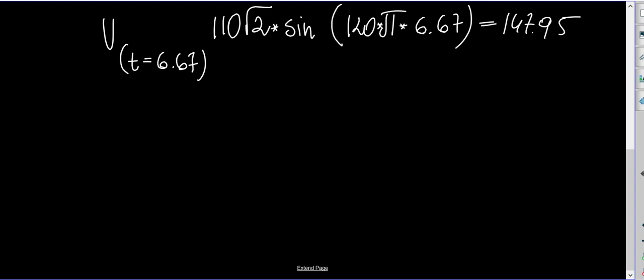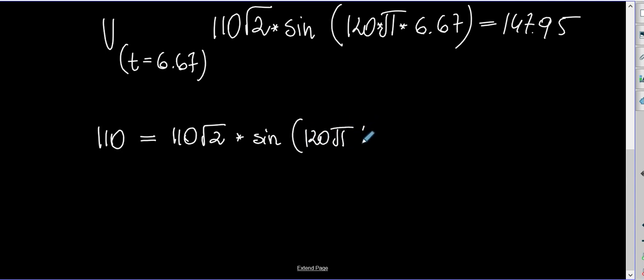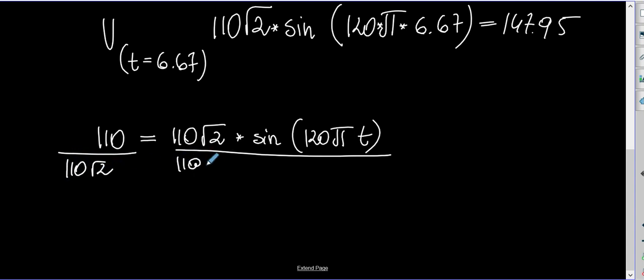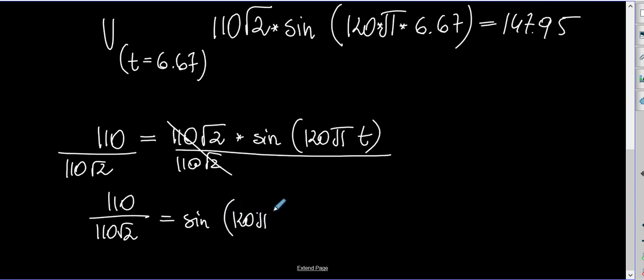So let's do that. So in place of our VT, we are putting 110 and then our equation 110 square root of 2 multiply by sin of 120 pi T. How do we solve it? We want T on its own. So 110 moves to the other side. This is a multiplication. That means we have to divide and divide both sides of equation. So we are left with 110 over 110 square root of 2. And then we have sin 120 pi T.